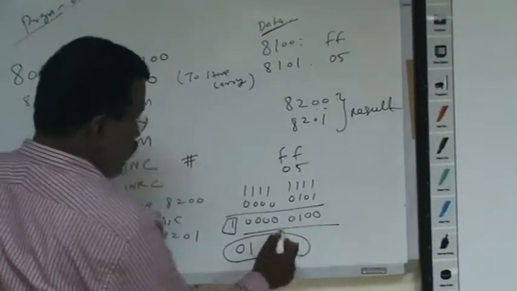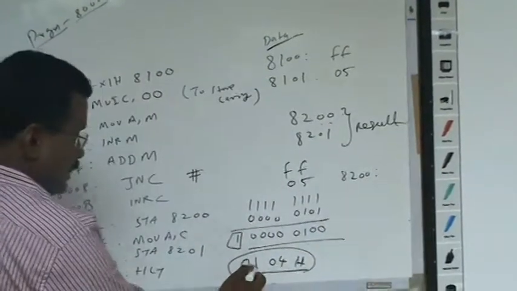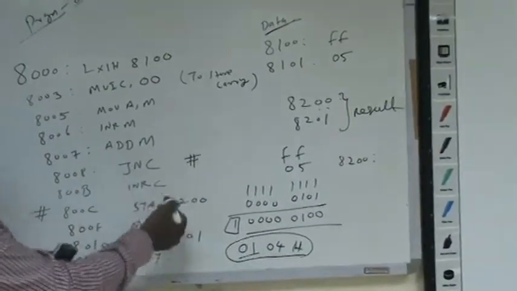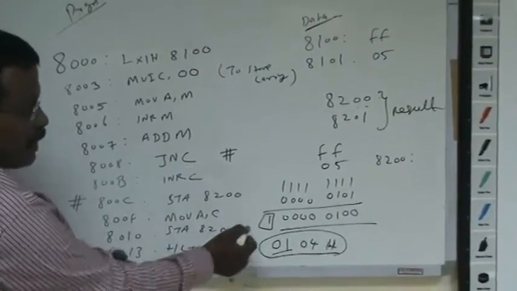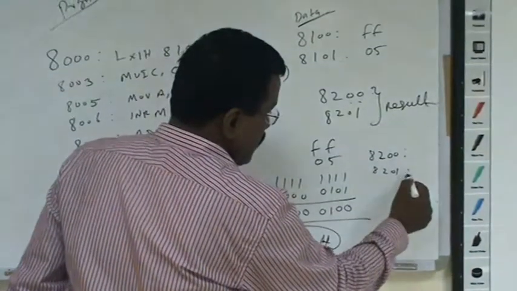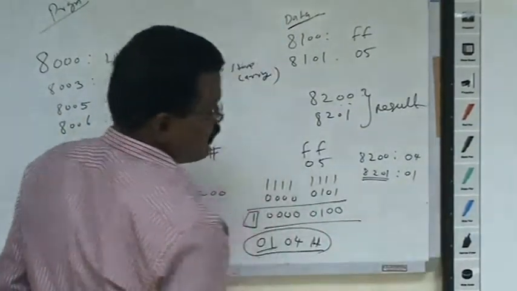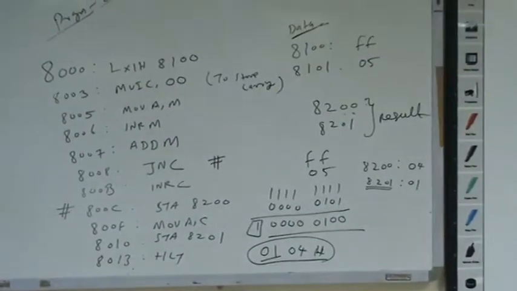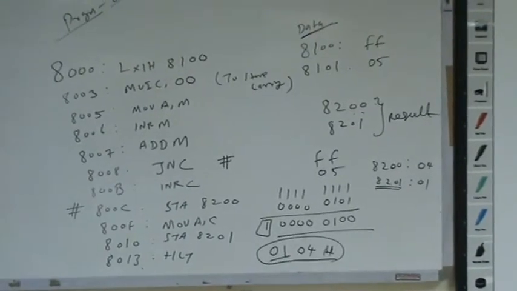Now that 04 is stored at the memory location of 8200. The 01 is available at C. We are incrementing the C register by 1. Again, the C is moved into A, that is stored at 8201. So that the 01 is stored at the memory location of 8201. Here you will get 04, here it is 01. So now the result is 0104. Okay. So whenever you add two numbers, you have to check the carry flag also.